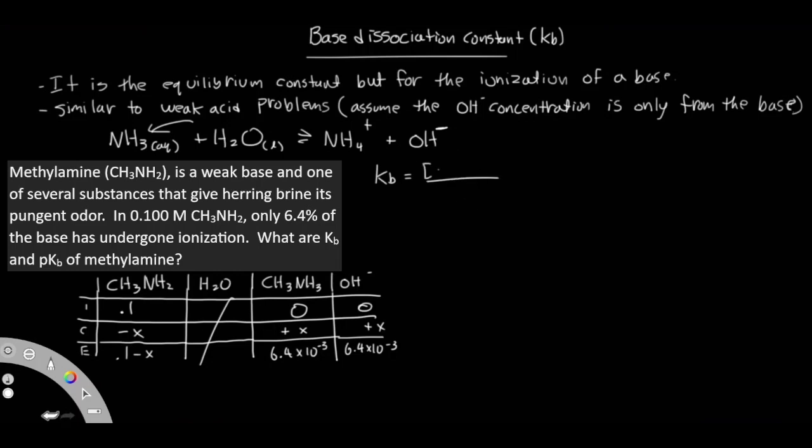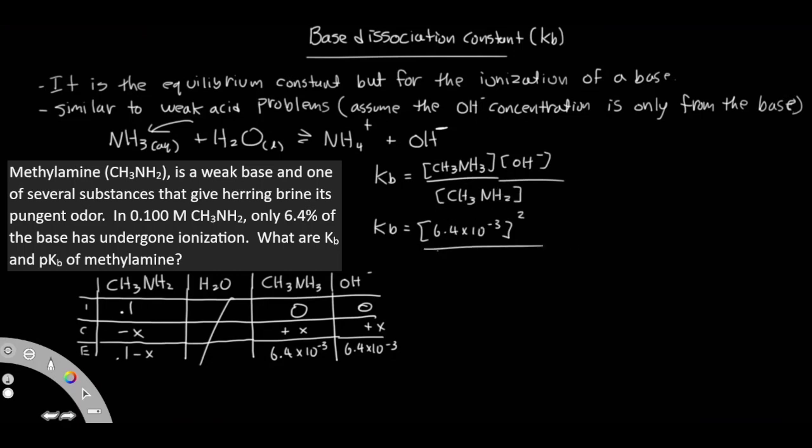So we're going to be putting this on top, CH3NH2 multiplied with our OH minus, all over our reactant, just our CH3NH2, our methylamine, and then we're just going to be putting all of our values and substituting them where they see fit. So we're going to have these multiplying together so that we can just square them, and then for here our reactant will just be our 0.1 subtracted by our x.